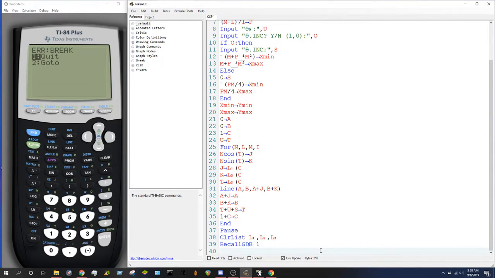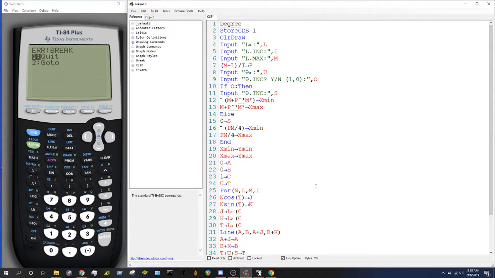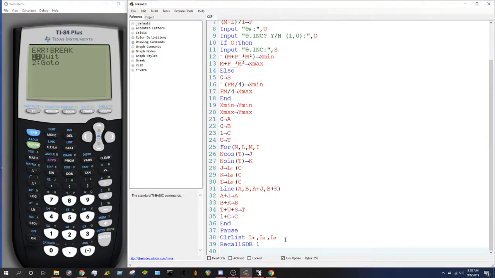There was something else I need to do. Clear chart. No, that's fine. I think that should... Oh, I need to delete all my variables. I have a lot of variables. DelVar.